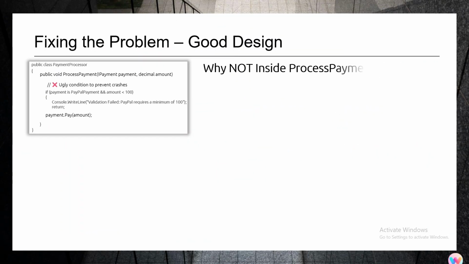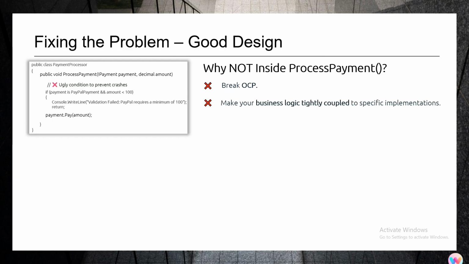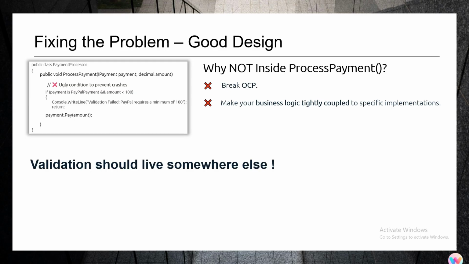First question, why not add that validation logic inside process payment? It should not be inside process payment because process payment is supposed to work generically for any IPayment, right? If you start adding if conditions here, you basically break OCP because you must modify this every time a new payment type is added, right? Your business logic becomes tightly coupled with specific implementations like PayPal payment. So it means these validations should live somewhere else, right?